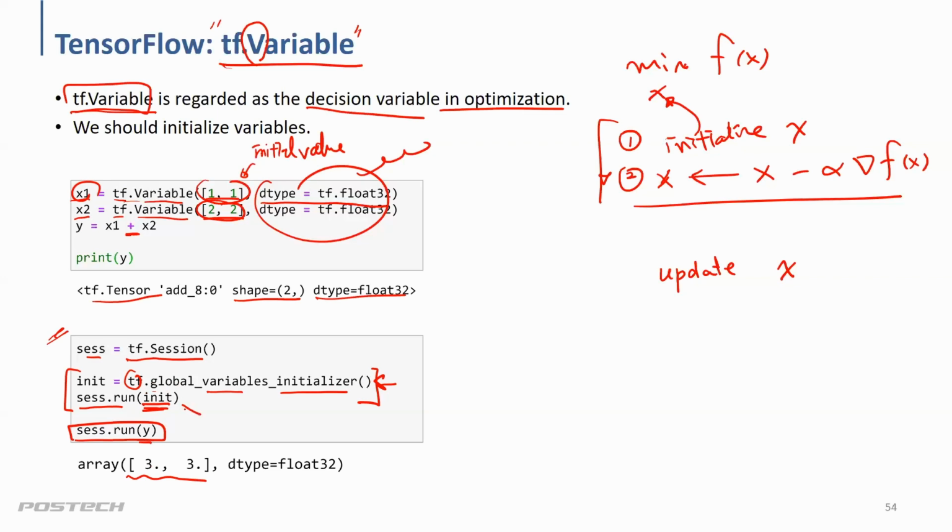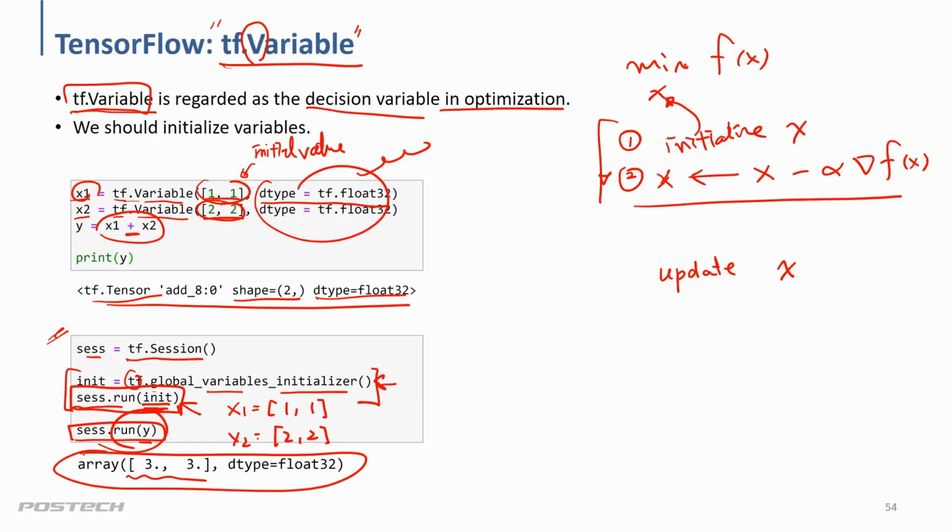Up to this point, no specific values were initialized, but once this one is executed, we know that x1 is set, and x2 as well. Then we can run it again. We know that y is x1 plus x2. That's why we have these answers. Okay, that's tf.Variable, the way that I explain it.